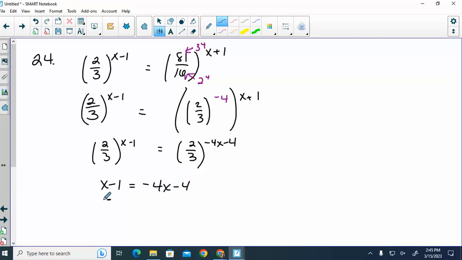So if we add our 4x over, add over the 1, are you fixing it if you have any mistakes there? Is that making sense?